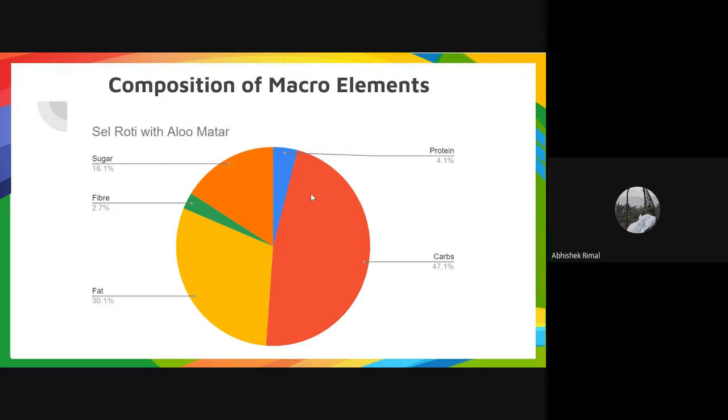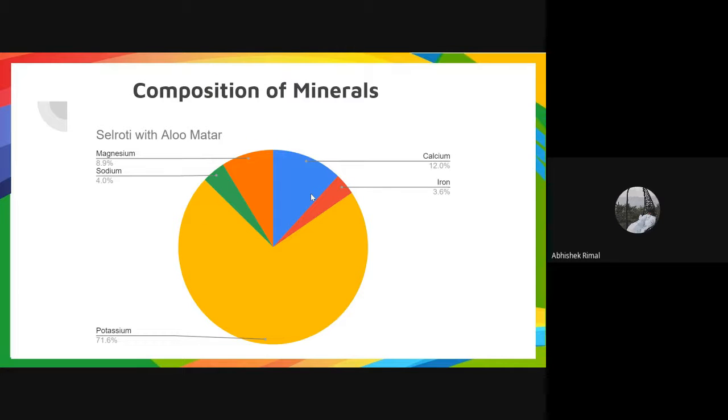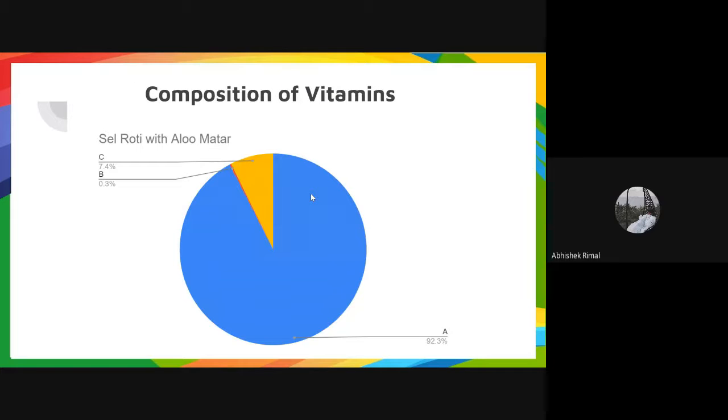And it's very fatty because sil roti is deep fried in a pool of simmering hot oil. And sugar content, because sugar is found prominently in sil roti as well. The next one is the composition of minerals. As you can see, it has the highest amount of potassium. And moving on with the vitamins, it has the highest amount of vitamin A. So it's very healthy. I think it's very nutritious, and you definitely get a lot of nutrition from devouring the food items that we ordered. So that was my part.